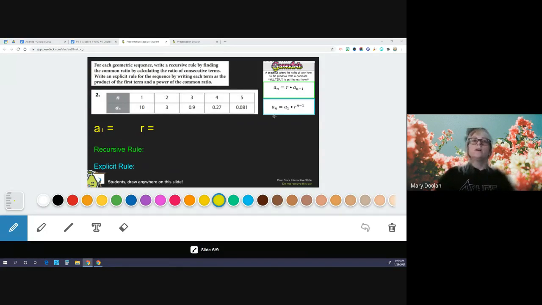All right, so again, we have the same directions, but we have a different sequence. N, that's the term numbers, 1, 2, 3, 4, 5. A sub n, we're starting with 10, then 3, then 0.9, then 0.27, then 0.081. So we're still going to go through these same steps, okay? And I want to identify what the first term in the sequence is. How about in the chat, if you know, what is the first term in this sequence? You could type it in.